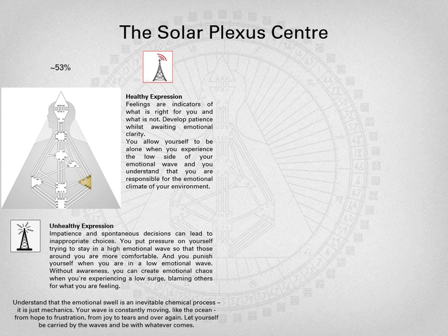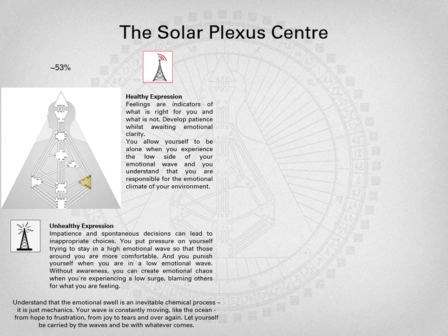With a defined solar plexus, feelings are the indicator of what is right for you and what is not. When the expression of this centre is healthy, you can learn to develop patience whilst awaiting emotional clarity. You allow yourself to be alone when you experience the low side of your emotional wave, and you understand that you are responsible for the emotional climate of your environment.